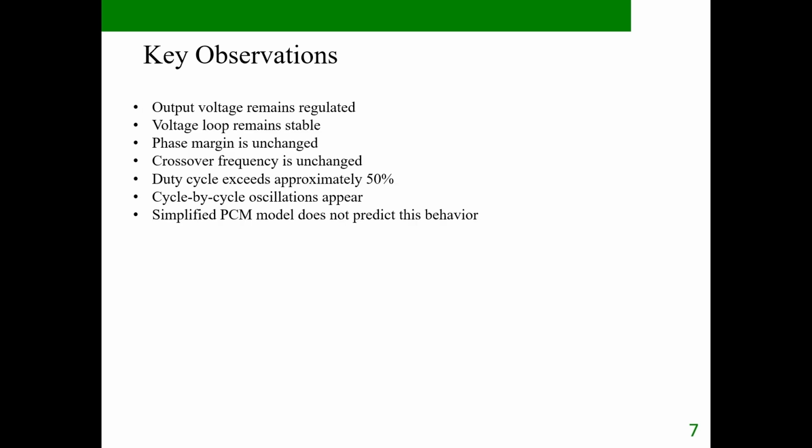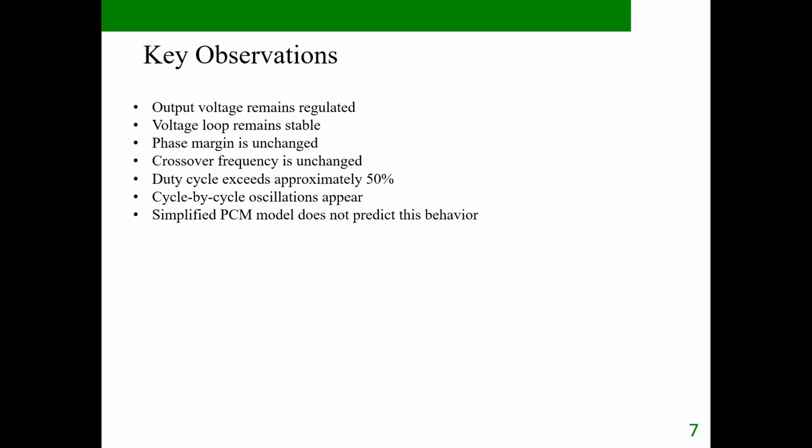Before concluding, let us summarize the key observations from this experiment. The converter continues regulating the output voltage. The voltage loop remains operational. The crossover frequency has not changed. The phase margin has not changed. The compensator has not changed.